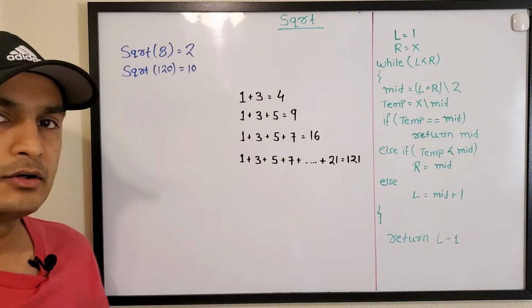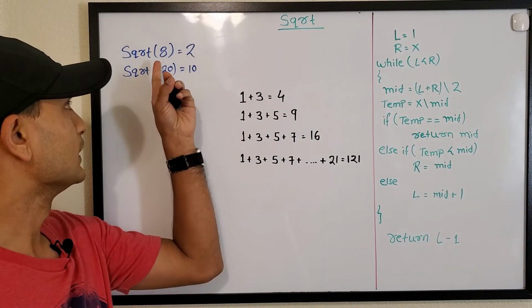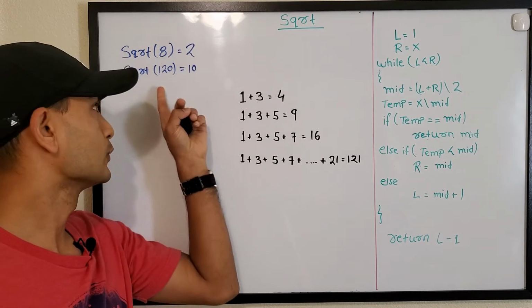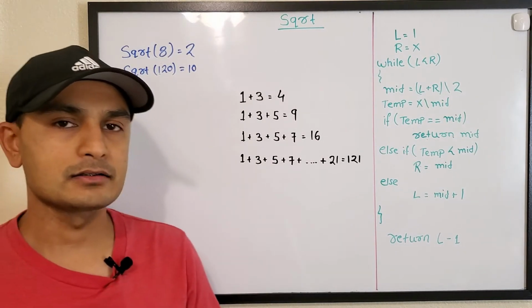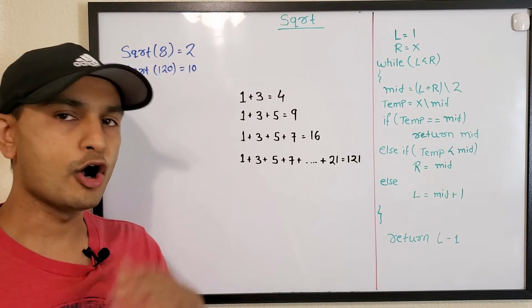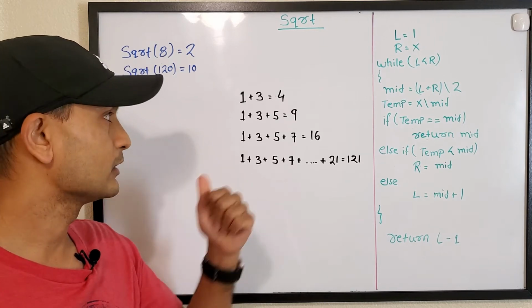So let's figure out how we can find the square root of a given number. We know that the square root of 8 is 2 and the square root of 120 is 10. There's a fun fact, a relationship between odd numbers and perfect squares. If you guys don't know, then pay attention over here.